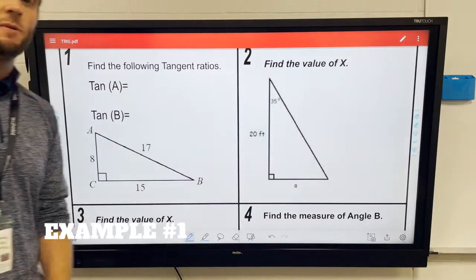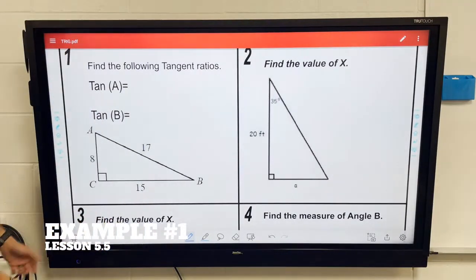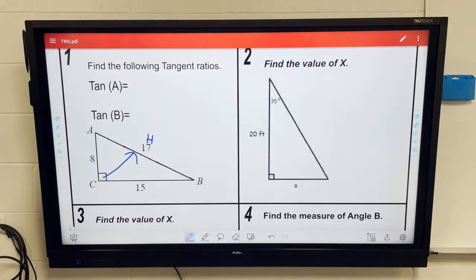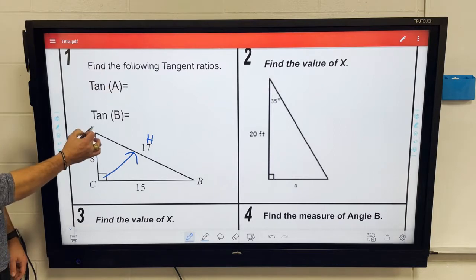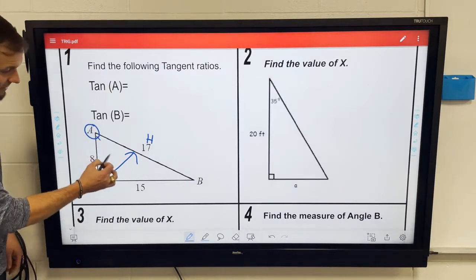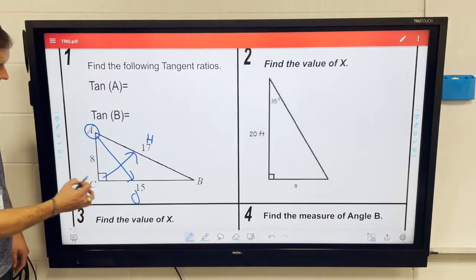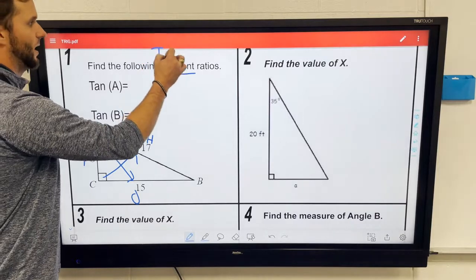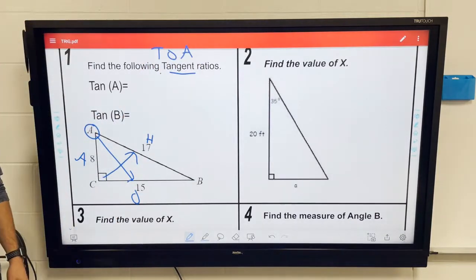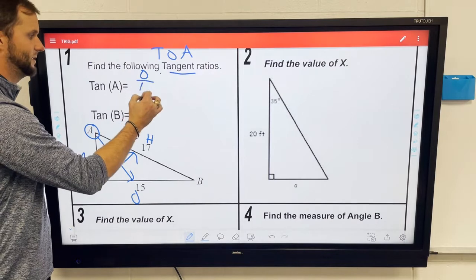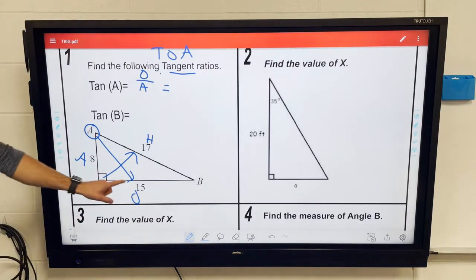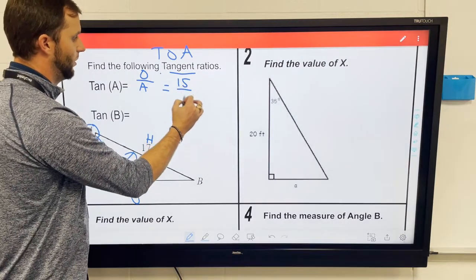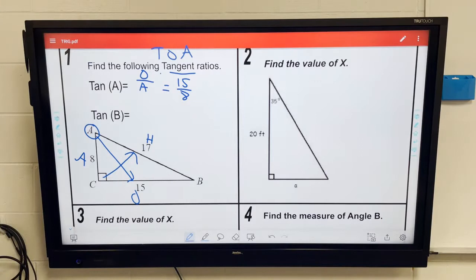Okay, so the first thing it wants me to do is find the tangent of A. So again, opposite my 90 is always going to be the hypotenuse. That's never going to change. Now it wants me to do A, so I'm going to look at everything from A. So this is going to be my opposite side, and this is going to be my adjacent side. So I know tangent is TOA, so opposite over adjacent. So the opposite side is going to be 15, and the adjacent side is going to be 8. So 15 over 8 would be the tangent of A.